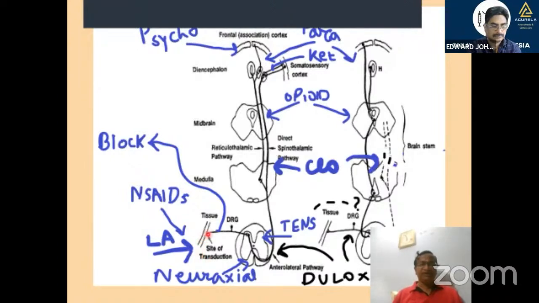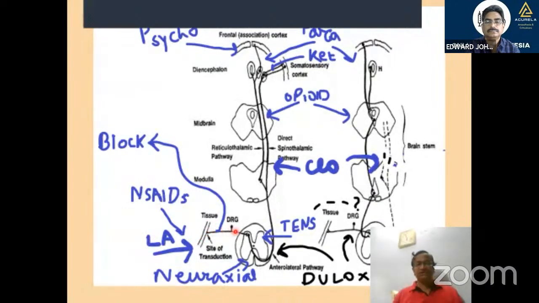If this is a site of pain, here there is an injury. From here it goes, crosses and goes above, and there is a descending modulation. Now if this is a site of injury, we can give local anesthetic here, or we can give NSAIDs parenterally, so that prostaglandins and other algogens stimulation is decreased.